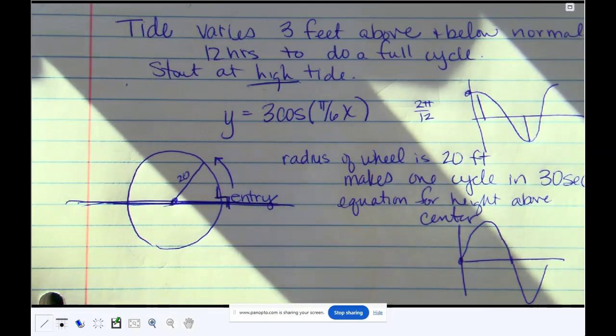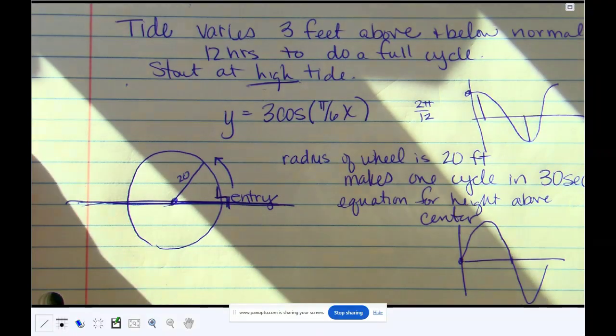Yes, sir. If we don't need to draw a picture, don't draw it. We don't have to. I'm just giving you strategies in case it's not going to work for you.